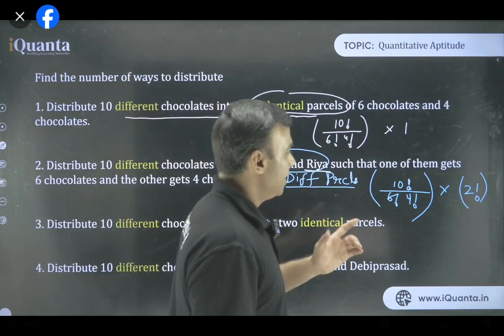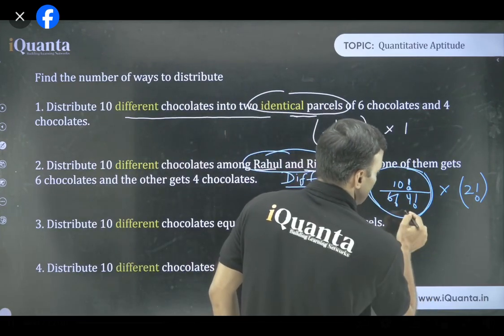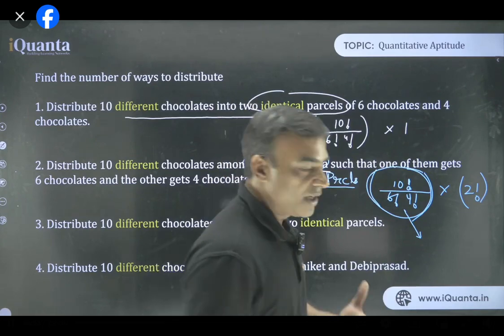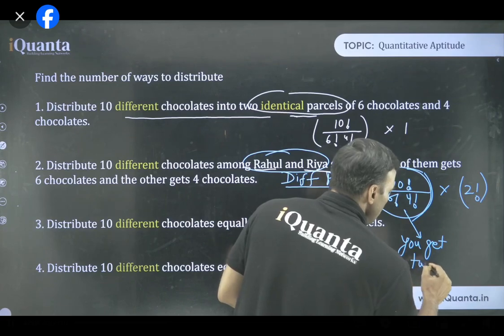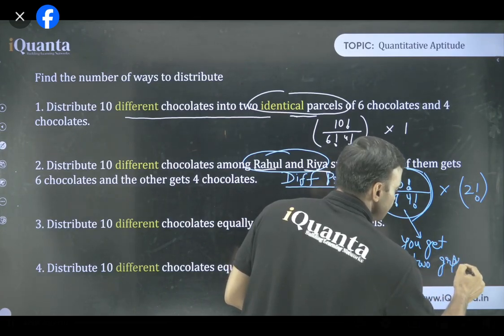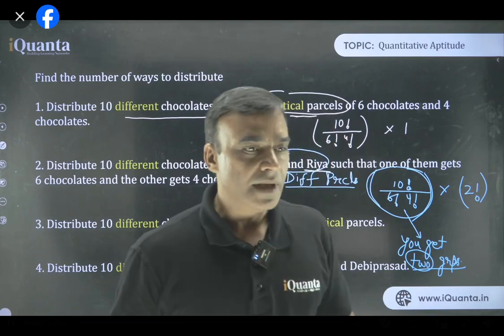No, Priyanka. See, what is the outcome of this? What is the outcome of this action? The outcome is, listen very carefully, you get 2 groups. Now forget 10 chocolates. Now you have 2 groups. Yeah, I think this will also help.